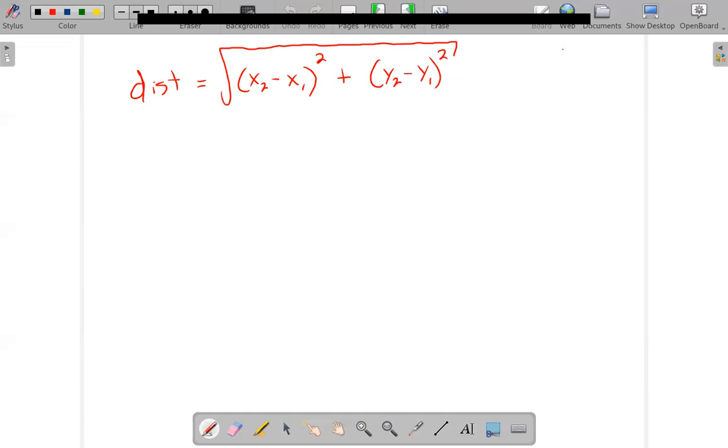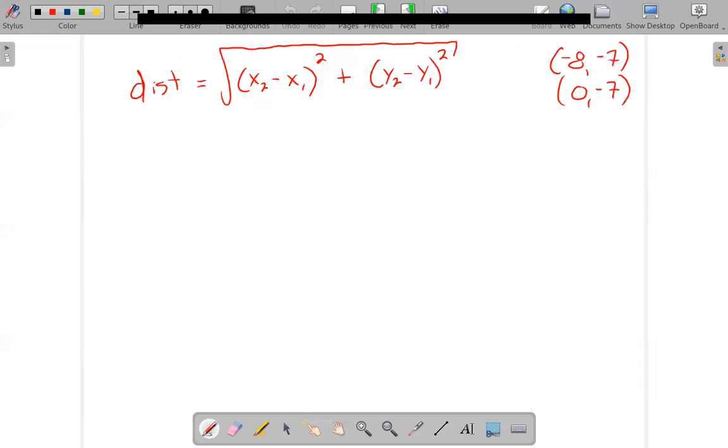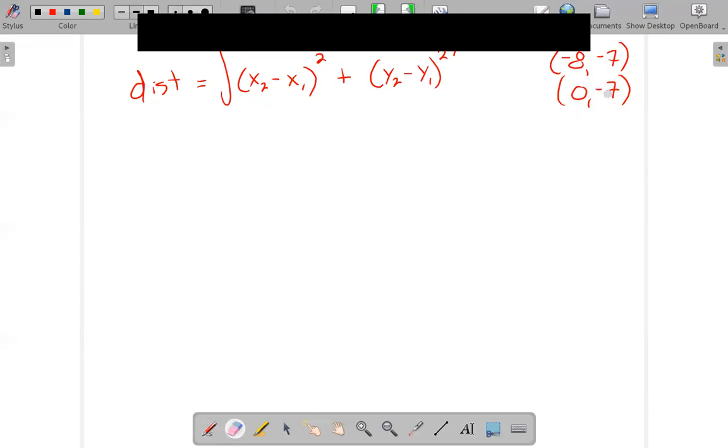So my points again were -8, -7, and 0, -7. Did I copy that right? Nope, 0, +7, Gary. Thank you. Ooh, that's a big eraser. Let's get a smaller one.